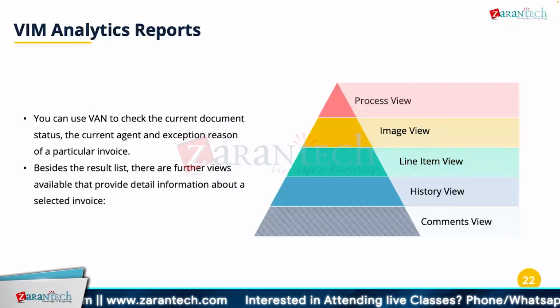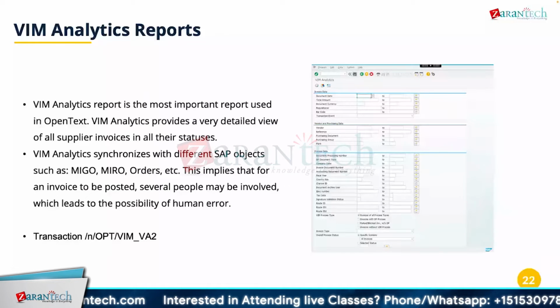Okay. So this is the standard selection screen. Vim Analytics report has a very detailed view of all supplier invoices in all their statuses. That's a basic Vim Analytics report, and you can have so many fields, around 50 fields are there, or 30 to 35 fields, I think so. For all your slicing and dicing of the data can be done through this reporting.